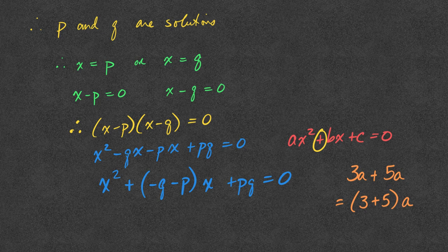Now, there is nothing that says the order you have to put that in, so you could have a negative p minus q. It does not matter. There you go. If you take a look at my last blue line, that is my quadratic equation in the form ax squared plus bx plus c equals 0. You'll notice, if I just make a note, my a value is 1, my b value is negative q minus p, and my c value is pq. And there we go.